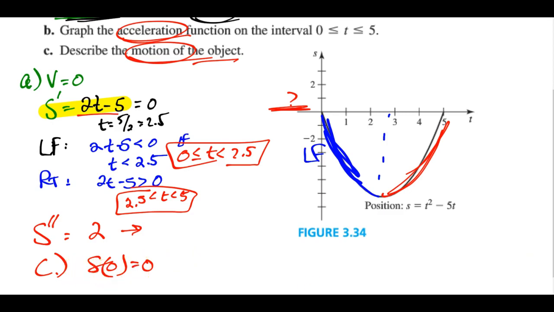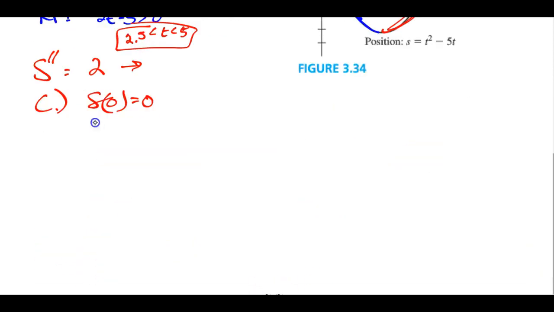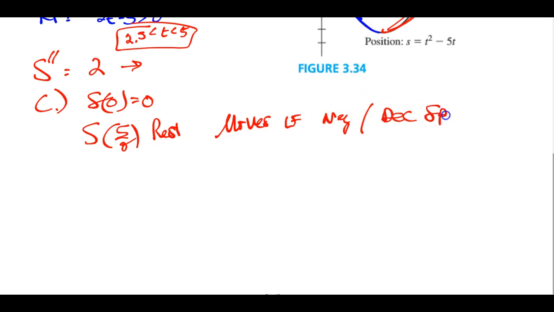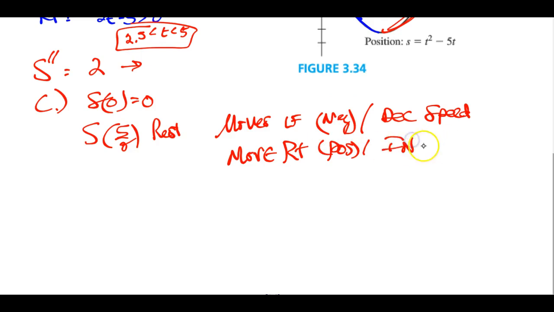And then at 5 halves, it looks like he's at rest, because that's also a 0. Well, when he moves to the left, that's negative. That means that he's decreasing his speed. And then, of course, moving to the right, or positive, that means he's increasing his speed.